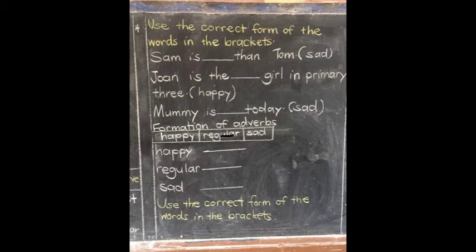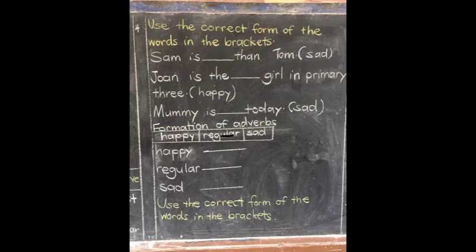Here we move to the next activity, that is activity 5, and we are going to form adverbs from the given adjectives, all from the adjectives that we have. The adjectives there are happy, regular, and sad. So from those adjectives, we can form adverbs. Adverbs tell us the way things are done, or they tell us how something is done.